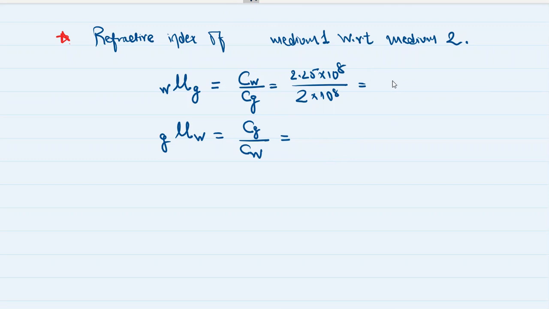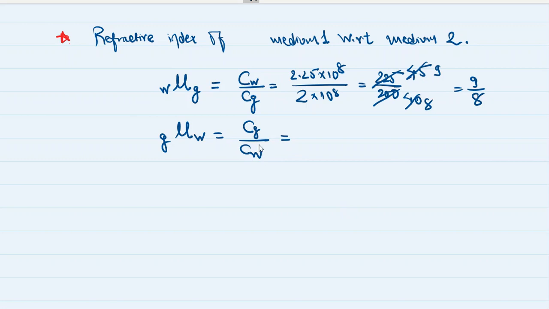It will be 2.25 upon 2, or 225 upon 200, not 300, because 3 into 10 raised to 8 is the speed of light in glass. So this can be cut with the help of 5, since 45 does not cut 200. 5 fours are 20, 5 fives are 25, 5 nines are 45, and 5 eights are 40. Yes, so we get 9 by 8. Refractive index of glass with respect to water is 9 by 8.